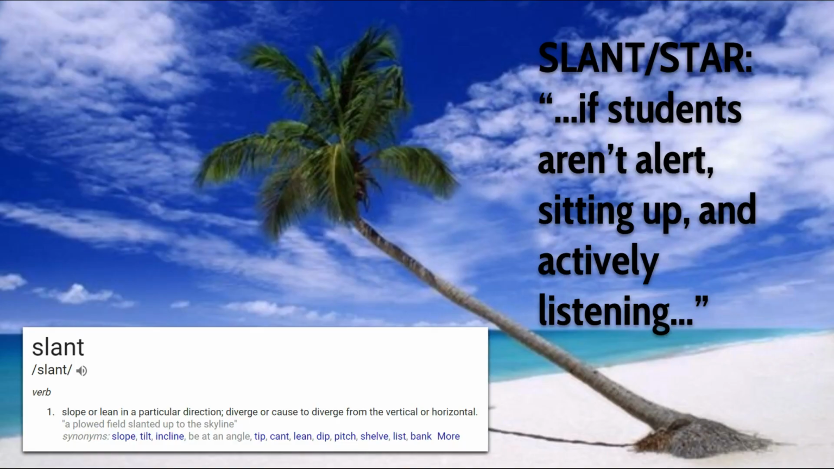The third and final technique in this module is known as slant or star. In any class, student engagement is a key element of success. This strategy offers students a way to visibly demonstrate their engagement.